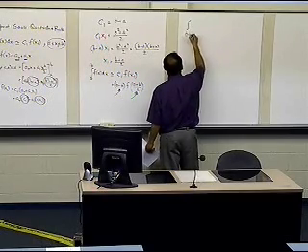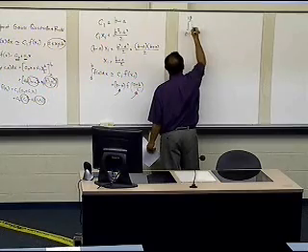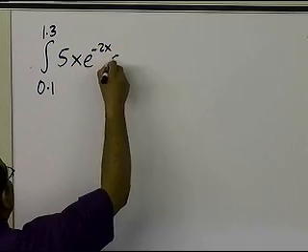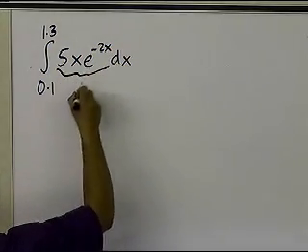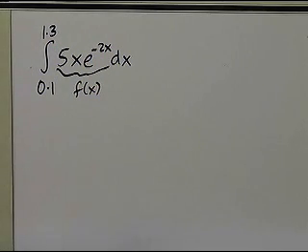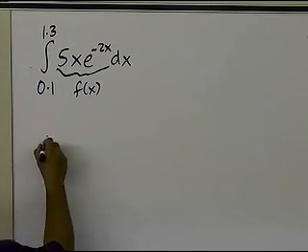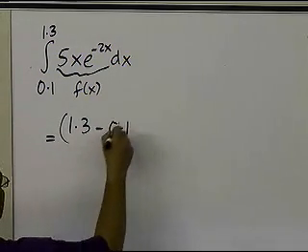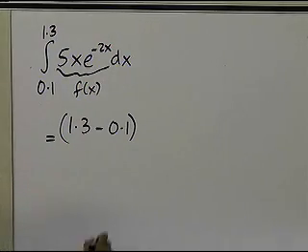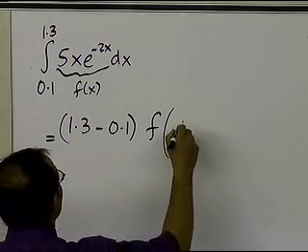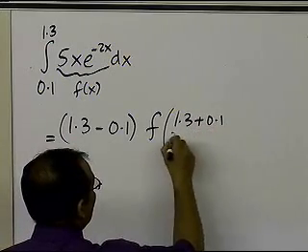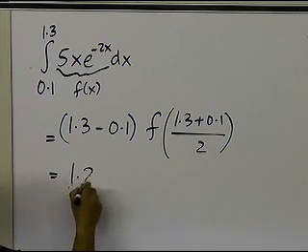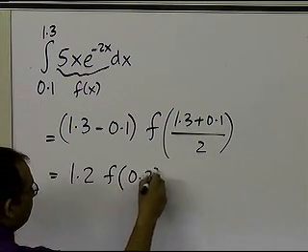If we take an example to see what we get for the one-point Gauss Quadrature rule, let's suppose somebody tells us to go ahead and integrate this function, from 0.1 to 1.3, 5x e to the power minus 2x dx. So this is my function f of x. What that means is that it is equal to b minus a, which is 1.3 minus 0.1, times the value of the function calculated at a plus b divided by 2, which is 1.3 plus 0.1 divided by 2. So that gives me 1.2 times the value of the function at 0.7.